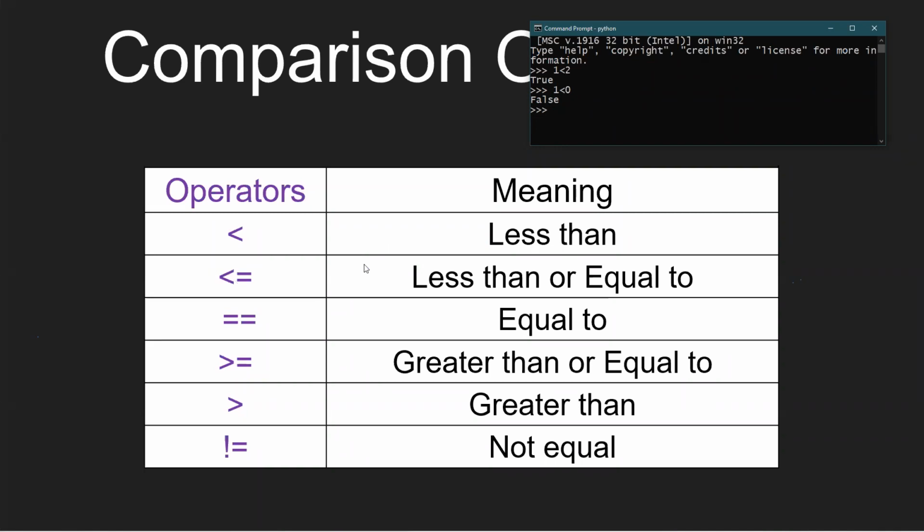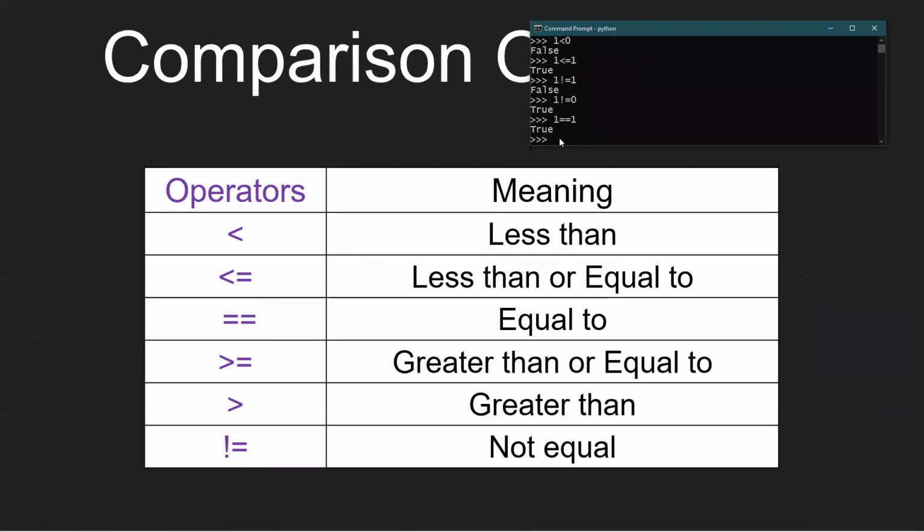Okay, so let's say 1 is less than or equal 1. True, because it's equal. Okay, and the other ones: equal to, greater than or equal to, greater than, and we have not equal. So let's say 1 not equal 1. False, but 1 not equal 0. True. So this means not. And if we say equal equal, this means equal.